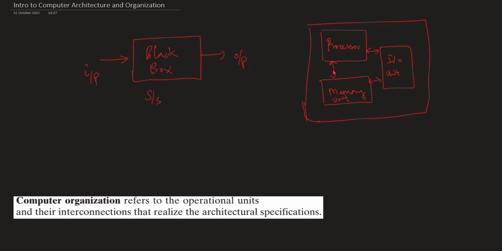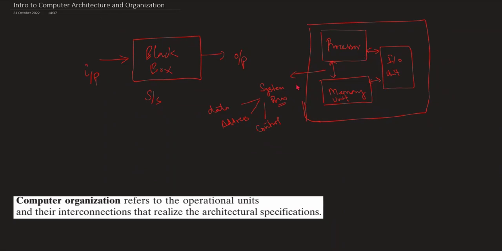To connect them, we have the system bus. The connections are basically done by what is called the system bus. A bus is like a path to transfer data, an address, or some control signal. So the system bus constitutes these three: the data bus, address bus, and control bus.